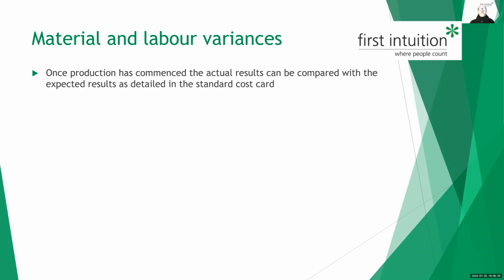Did we use 20,000 times half an hour, 10,000 hours? Did it take longer? Did it take less time in labour? Did we use more material? Did we use less? And again, without the cost card as something to measure against, we really have nowhere to start.